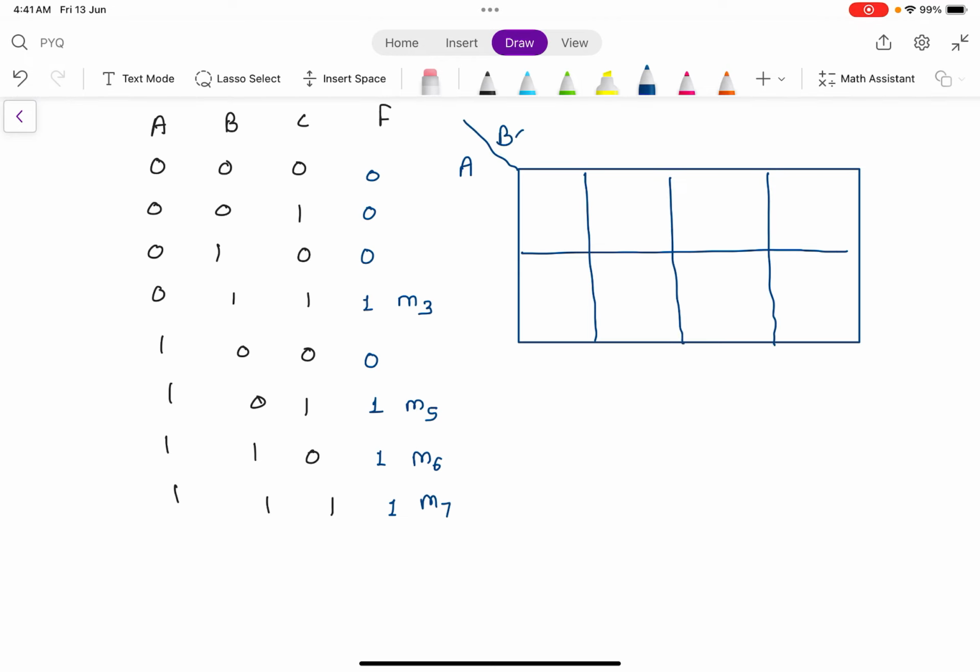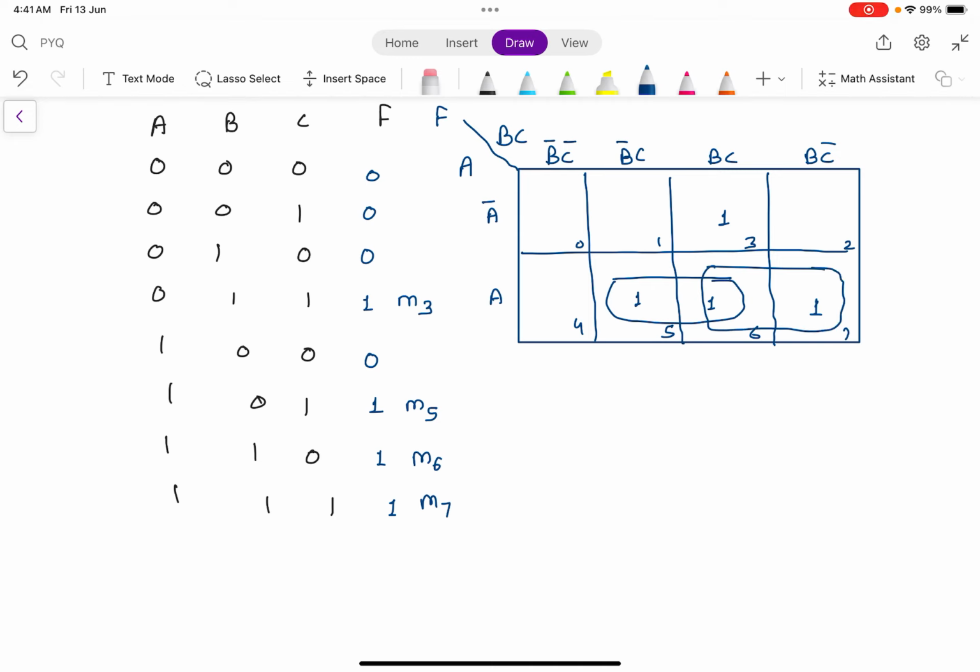A, B, C, with cells 0, 1, 2, 3, 4, 5, 6, 7. That is B complement C complement, B complement C, B C, B C complement, and A complement, A. This comes out to be 1 here, 1 here, 1 here, and 1 here. So the maximum pairs are this, this, and this. Find the expression. This comes out to be AB plus BC plus CA.